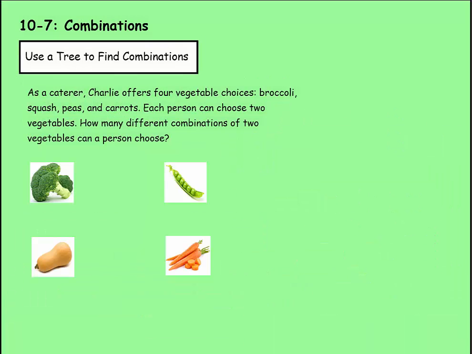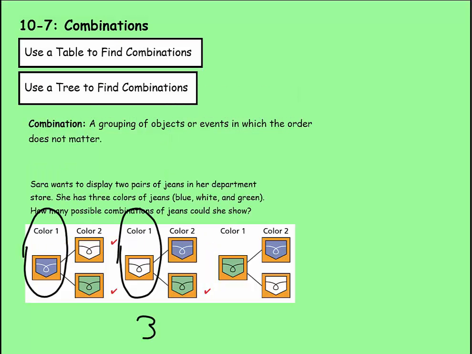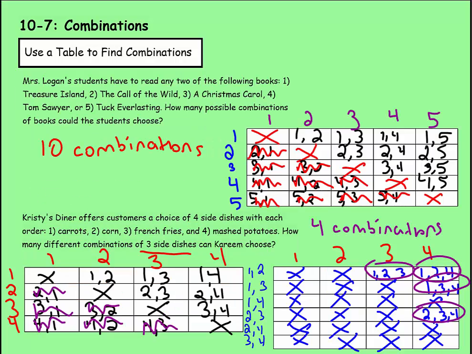Now let's use a tree to find combinations. So it says, as a caterer, Charlie offers 4 vegetable choices: broccoli, squash, peas, and carrots. Each person can choose 2 vegetables. How many different combinations of 2 vegetables can a person choose? So this is very similar to that first one where we use a table where we start with 1 as color 1 and 1 as color 2. Kind of do that same thing with vegetables here.